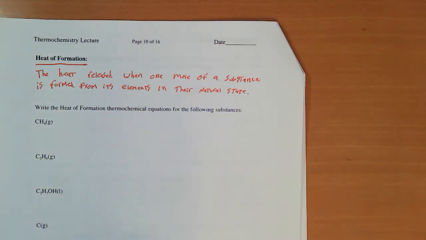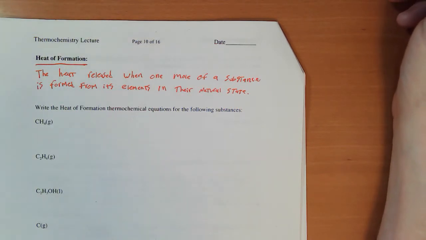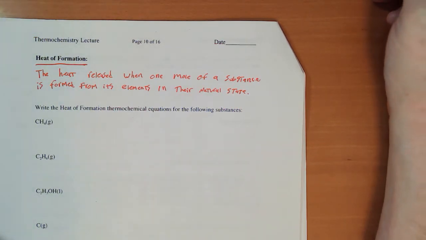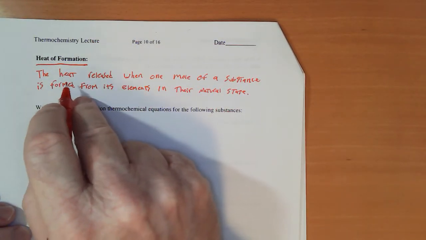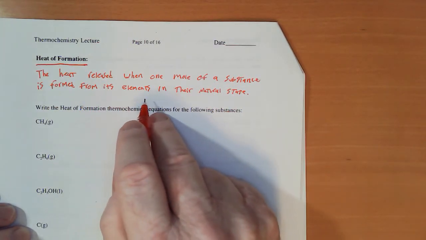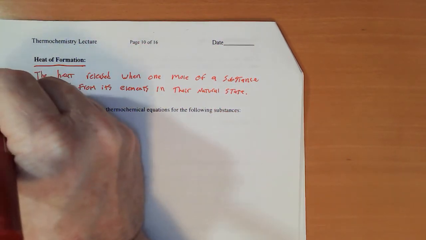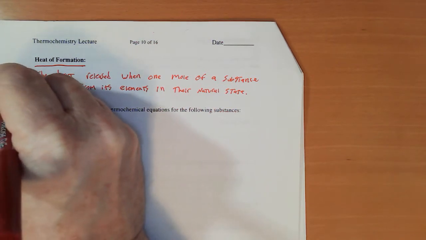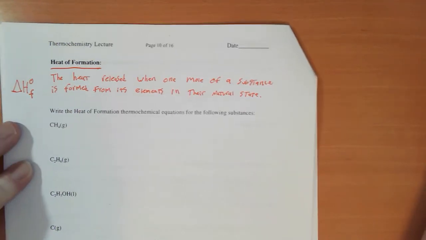Hey everyone, so we're coming back now to talk about pages 10 and 11, which deal with the concept of heat of formation. And this is a tricky definition that everybody really needs to get a handle on. So heat of formation is defined as the heat released when 1 mole of a substance is formed from its elements in their natural states. Now, our symbol for heat of formation is delta H naught sub F. Okay?